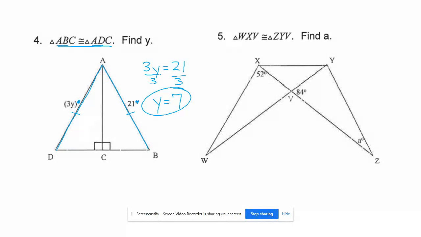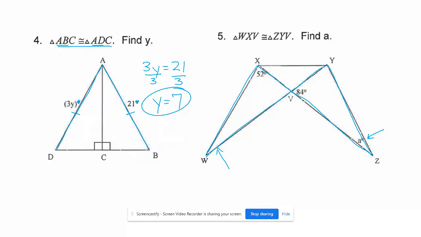Number 5, we have two other congruent triangles. It says WXV, that's this triangle right here, is congruent to ZYV. So this triangle right here. It wants us to find the value of a, which is the measurement of angle Z. Well, we can tell that angle Z matches up with angle W. So if we know what angle W is, we have angle Z. So how can we find that?